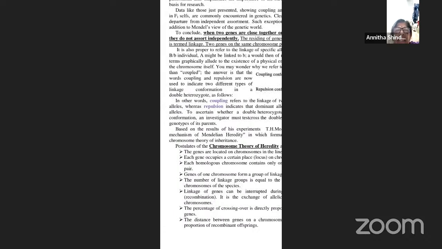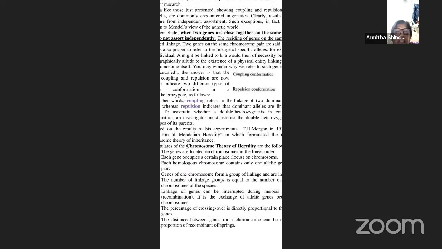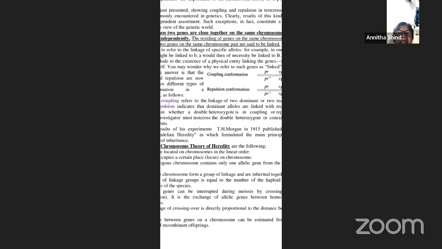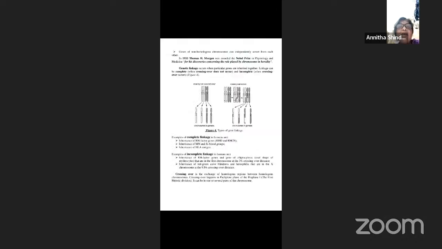And genes of one chromosome form a linkage group and are inherited together. The number of linkage groups will be equal to the number of the haploid set of chromosomes. The linkage of genes can be interrupted during meiosis by the crossing over phenomenon, that is, recombination. The percentage of crossing over will be directly proportional to the distance between the genes. And the distance between the genes on the chromosome can be estimated from the proportion of recombinant offspring. So that is what they have given us.